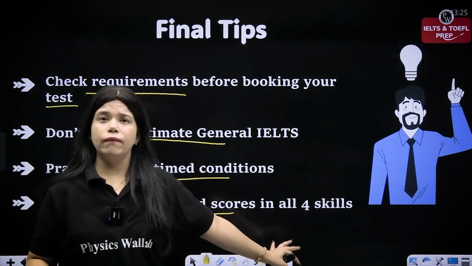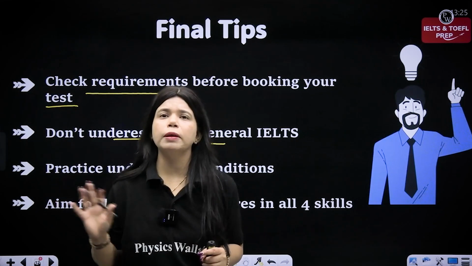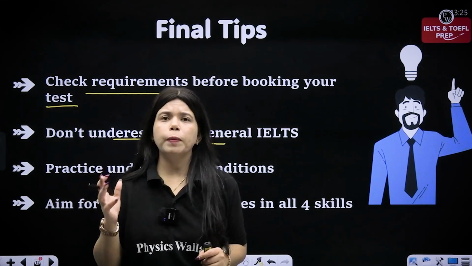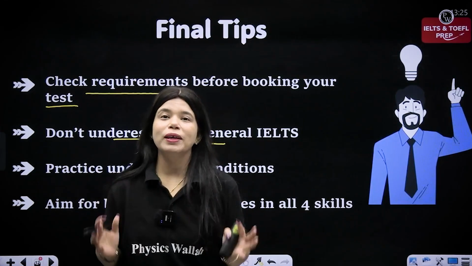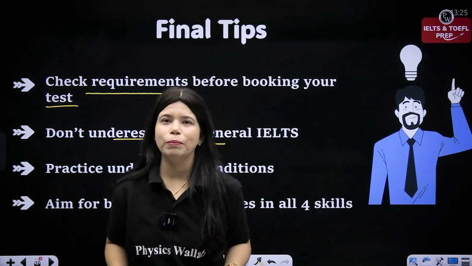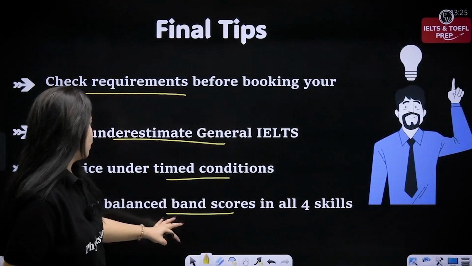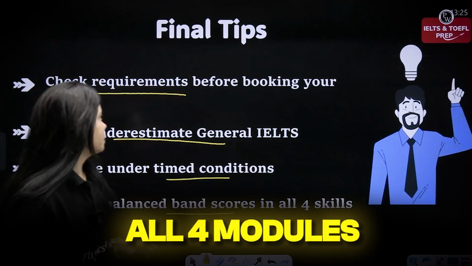And aim for balanced band scores in all 4 skills. Yes, this is important, very important. A lot of students feel that मेरा listening अच्छा है, तो मैं listening में तो 9 band aim कर रहा हूँ, but speaking में 6 भी आ जाएंगे तो ठीक है. Don't do things like that. General में तो ये काम नहीं करेगा, because there you need 8,777 if you are the primary applicant. Right? So aim for balanced band scores in all 4 modules.